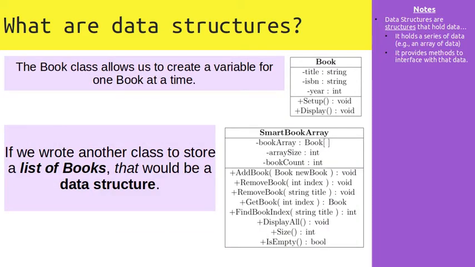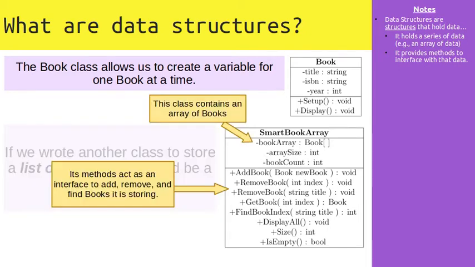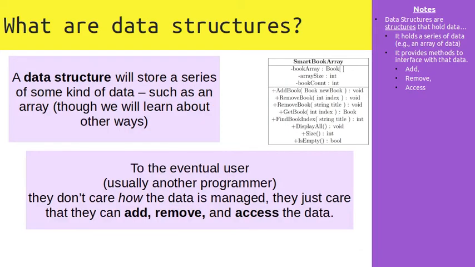The book class would allow us to create a variable for one book at a time. If we wrote another class to store a list of books, then that would be a data structure. Notice with this example, Smart Book Array, it contains an array of books inside of it, and it has methods that act as an interface to add, remove, and find books that it is storing. A data structure will store a series of some kind of data, such as an array, though we will learn about other ways to store data in this class.